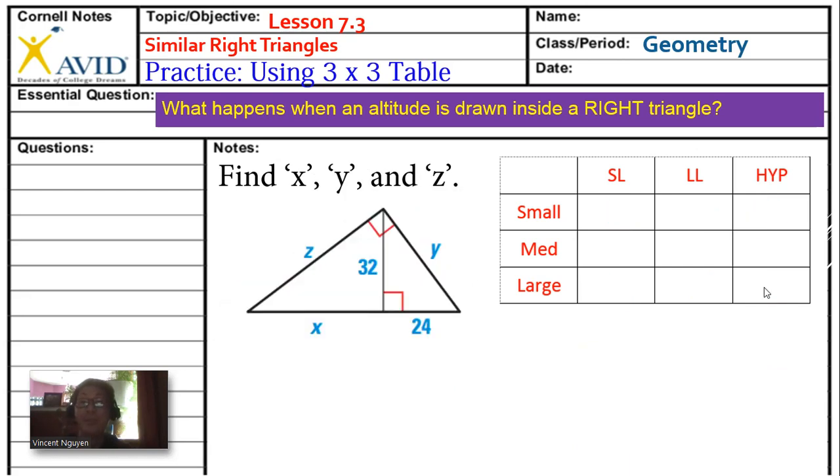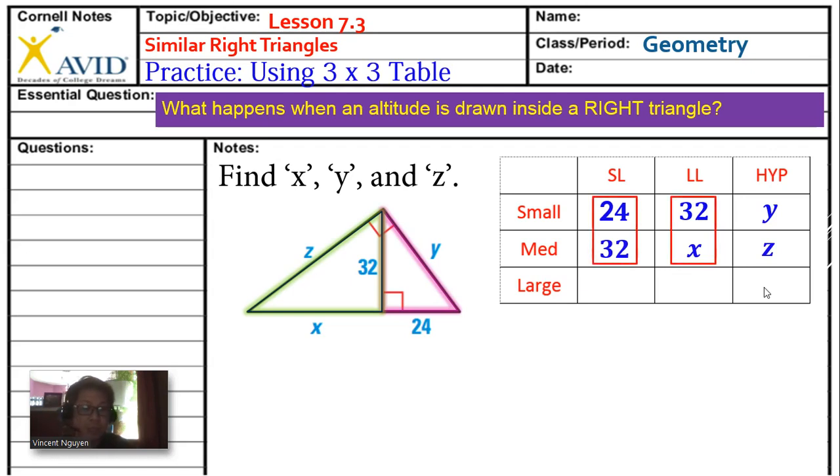This one we get 3 variables. So how are we going to deal with a 3 variable similar right triangle problem? Well, use the 3 by 3 table. Fill out your small triangle. By this time you should be familiar with how to fill this out, because if you're consistent, it's going to be the same every time. Short leg, long leg, hypotenuse, right? 24, 32, and then y. Medium triangle, 32, and then x, and then z. And then the big triangle on the outside.